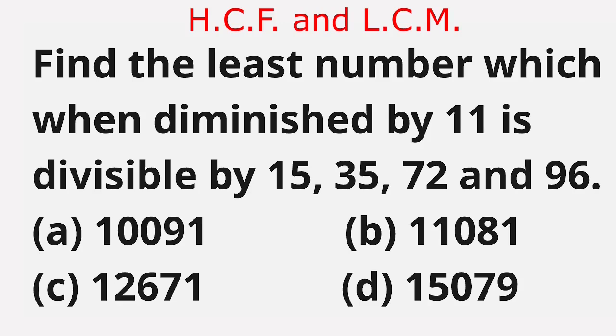Our question is, find the least number which when diminished by 11 is divisible by 15, 35, 72 and 96. The given options are option A 10,091, option B 11,081, option C 12,671, option D 15,079.